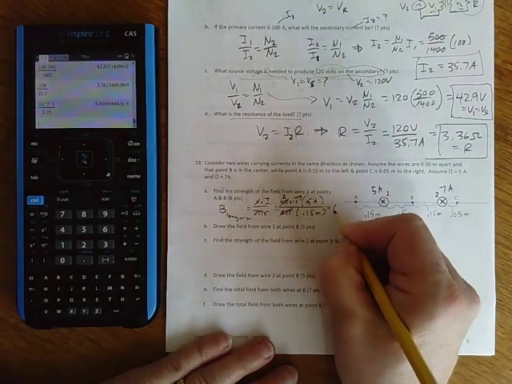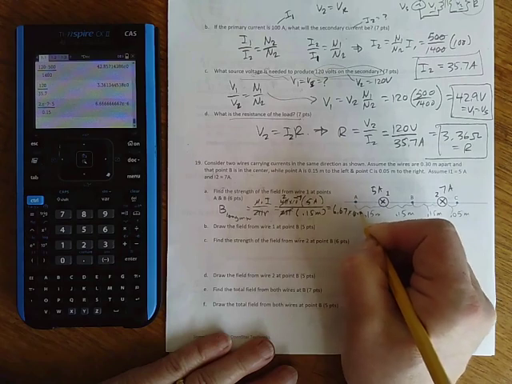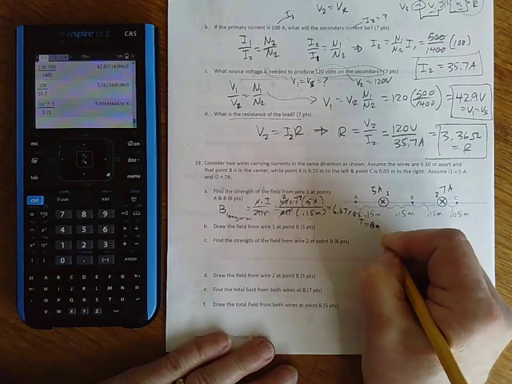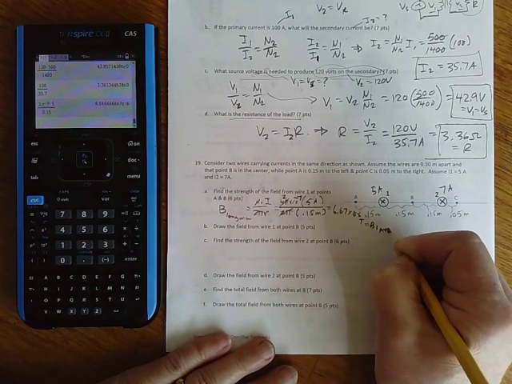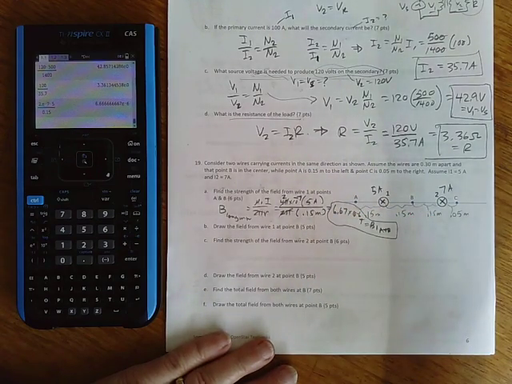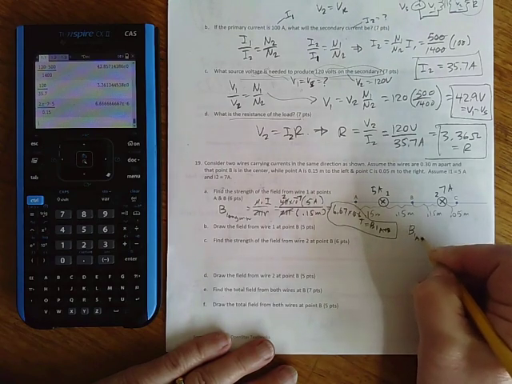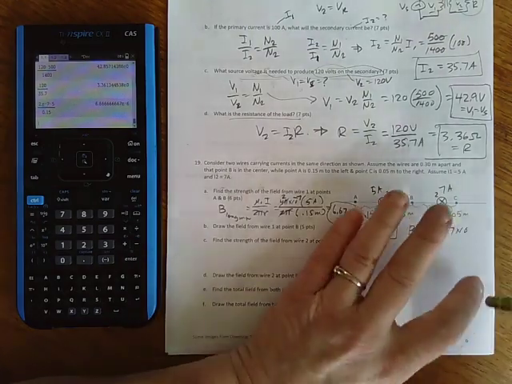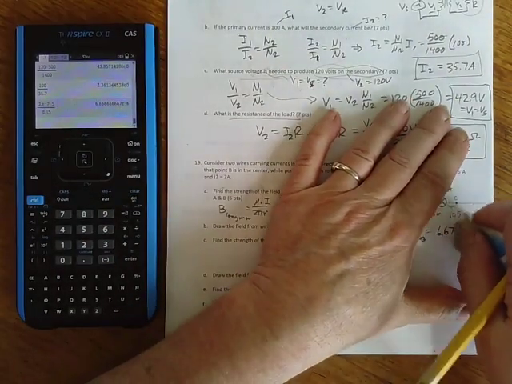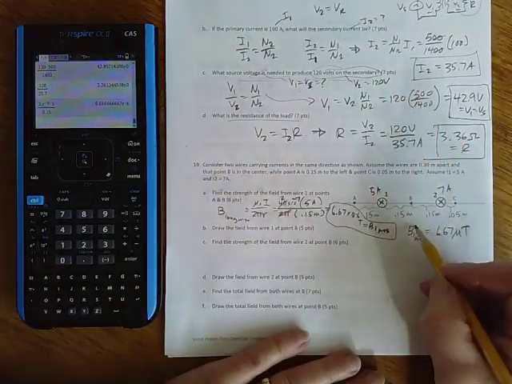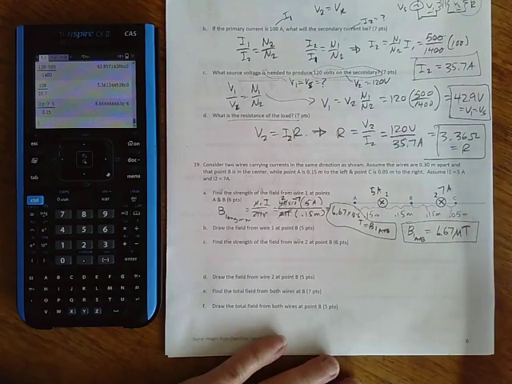Okay, 6.67 times 10 to the negative 6 Tesla. B1 at A and B. Okay, it's kind of hard to see here. All right, B1 at A and B, 6.67, let's just say 6.67 microteslas. Okay, that's a little bit better.